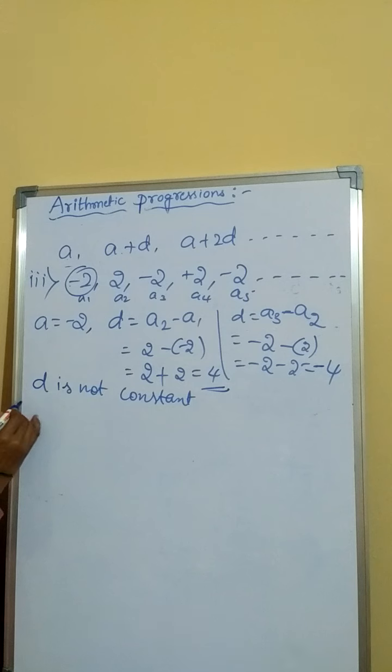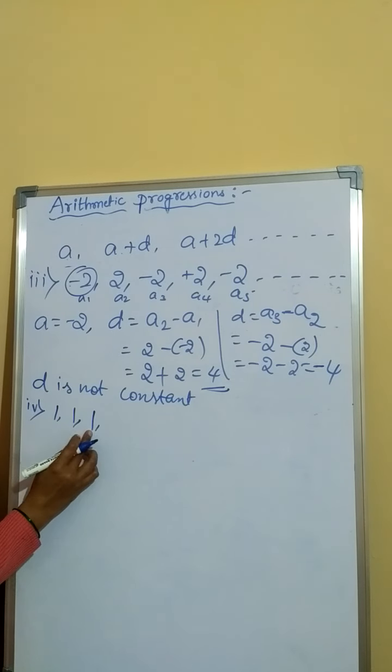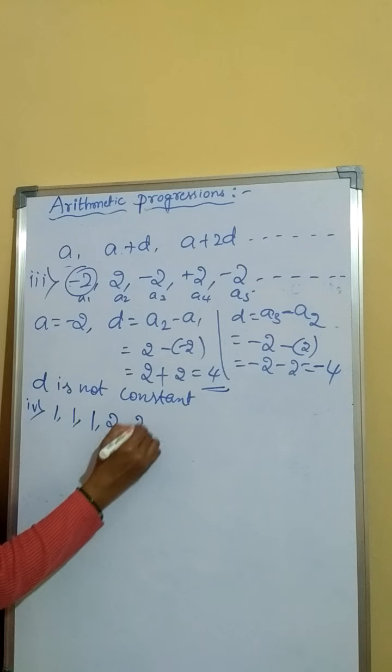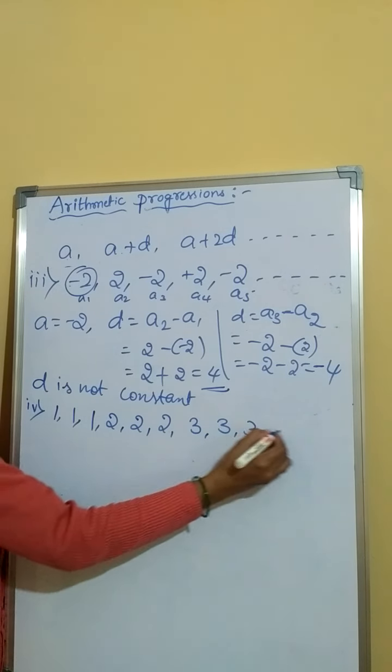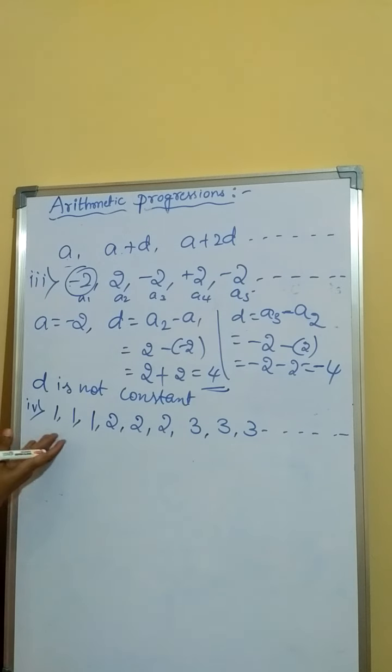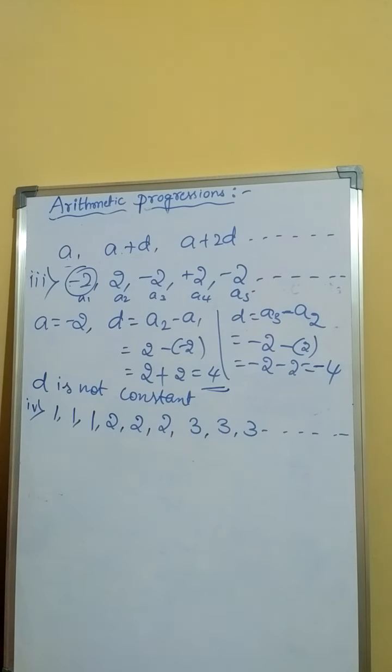Shall we take one more example of the same kind? Now I am taking here one more list of numbers: 1, 1, 1, 2, 2, 2, 3, 3, 3, etc. So by looking at this list of numbers, we can doubt. Yes, here 1, 1, 1, 2, 2. The difference must be different.